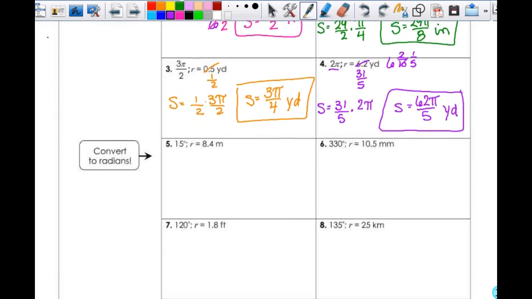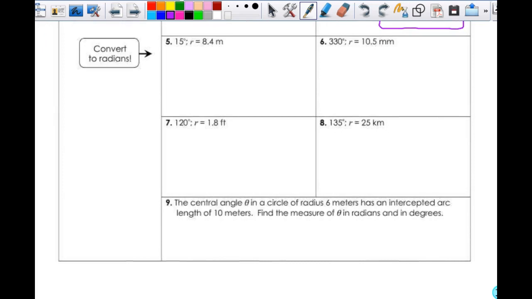All right, so let's look at number 5. Number 5 is in degrees. I want it in radians. Now, if it's not one of the special angles that you know, you can convert. However, you think before you just jump in and do math, you can make it a lot easier. 15 degrees isn't something I necessarily expect you to just know.